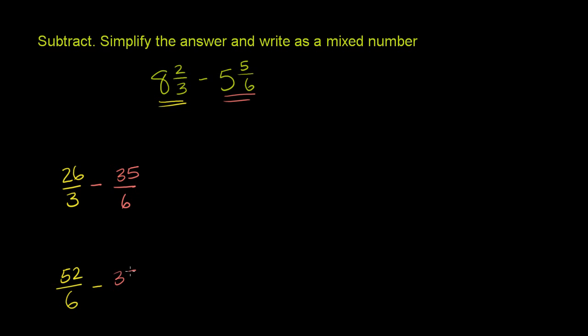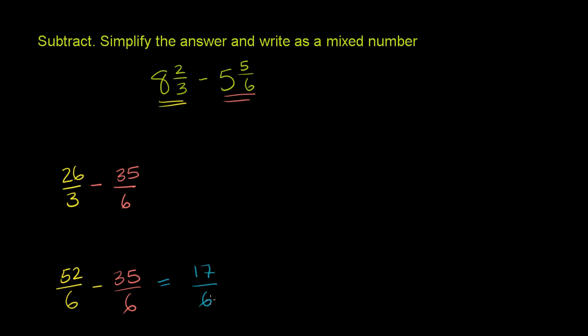It's already over 6, minus 35 over 6, which is going to be equal to, what's 52 minus 35? Let's see, if you add 5 to 35, you get to 40. 10 more will get you to 50. And so we want 2 more, so it's going to be 17. So it's 17 over 6. This is as an improper fraction.